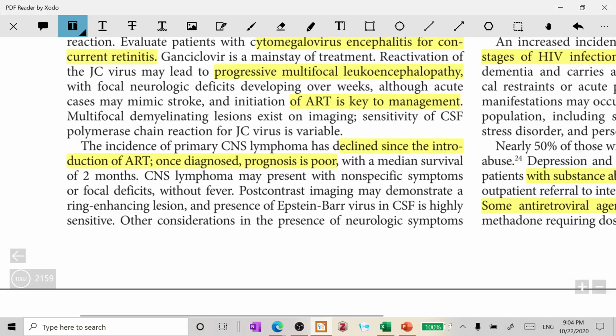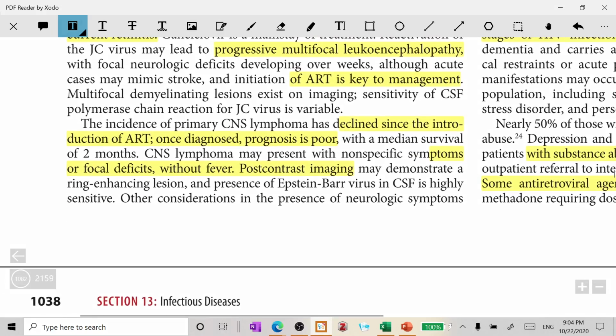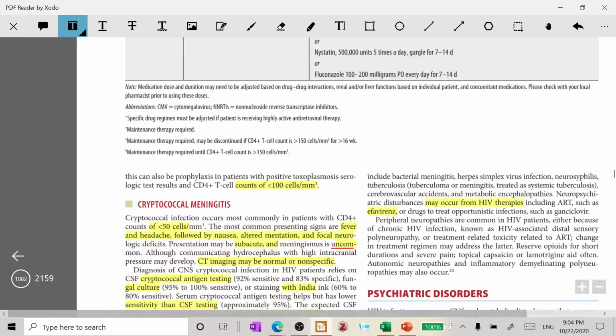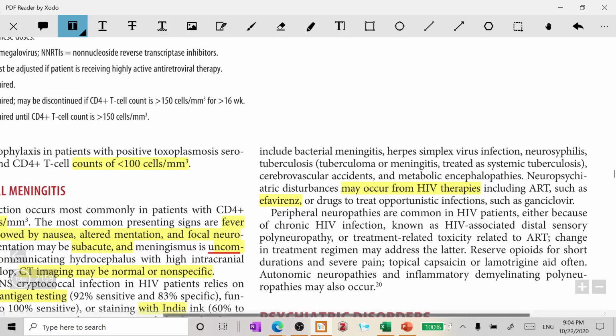Sometimes you might find CNS lymphoma, which has non-specific symptoms or focal neurological deficits without fever. Post-contrast imaging may demonstrate an enhanced lesion, and presence of EBV is highly sensitive. This is one thing you must remember. Also, sometimes you may find bacterial meningitis, HSV infection, neurosyphilis, TB, and the patient might also be prone to CVA and metabolic encephalopathy.